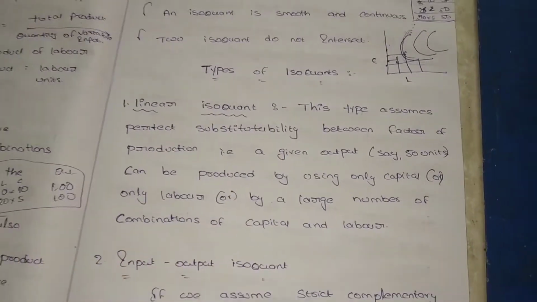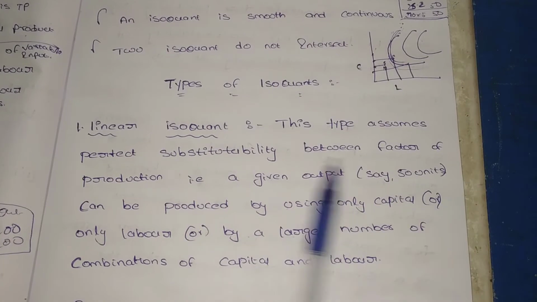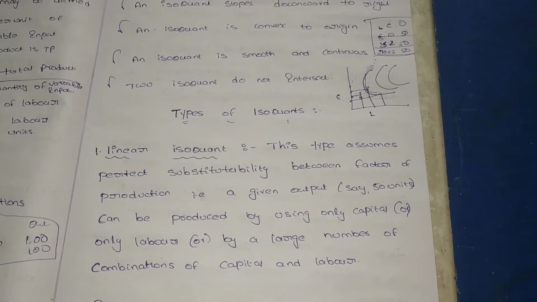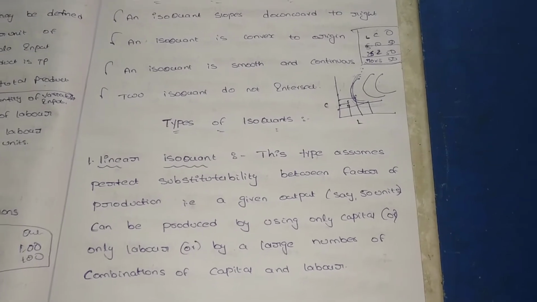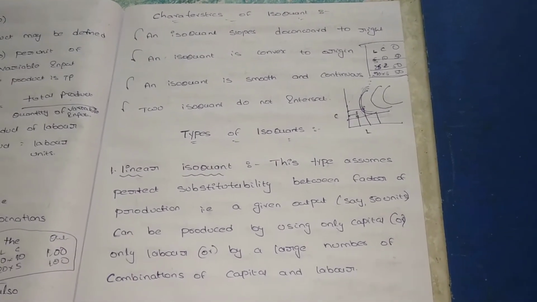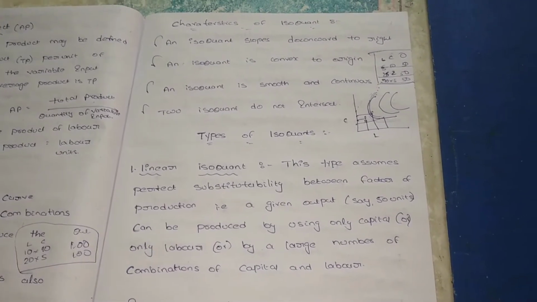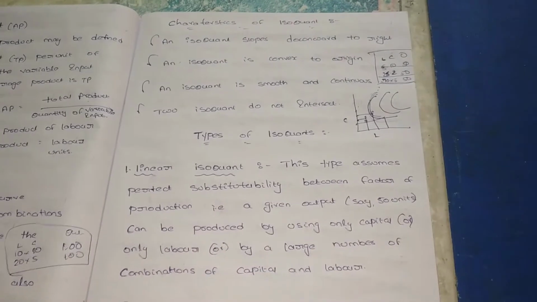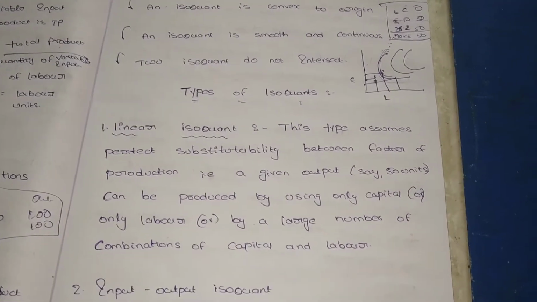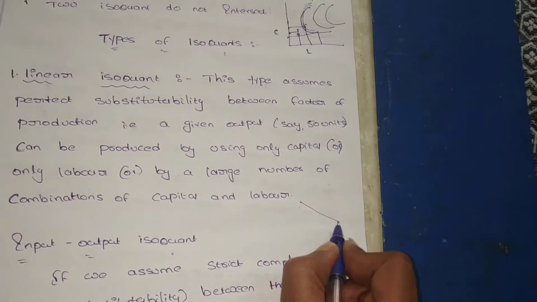There are different types of isoquant curves. Let's see here. Linear isoquant. This type assumes perfect substitutability, where the products have perfect substitutes. For example, tea and coffee are perfect substitutes. We can drink tea as coffee because of relaxation. Someone takes it for relaxation, so we can say tea and coffee are perfect substitutes. With perfect substitutes, the curve will be linear.